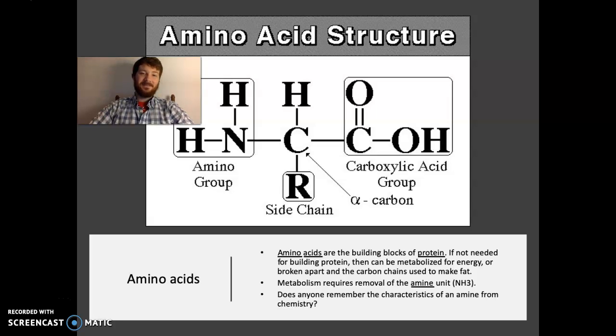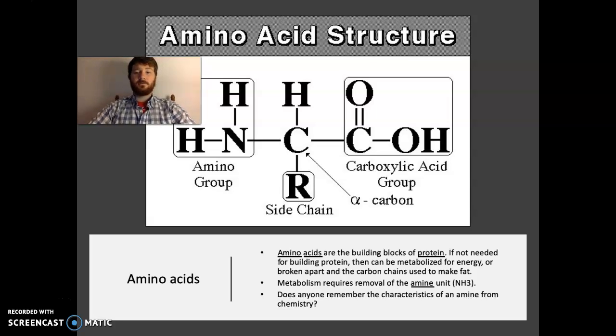But there's lots of different amines out there, and these amine groups are made up of an NH3 molecule. And amino acids are the building blocks of protein. So really, these nitrogens and these hydrogens, they're not bad necessarily. They're very needed for proteins, especially if you are working out or trying to bulk. You do need a lot of proteins in your diet. But if they're not needed for proteins, they're metabolized for energy, broken apart, and the carbon chains used to make fats.